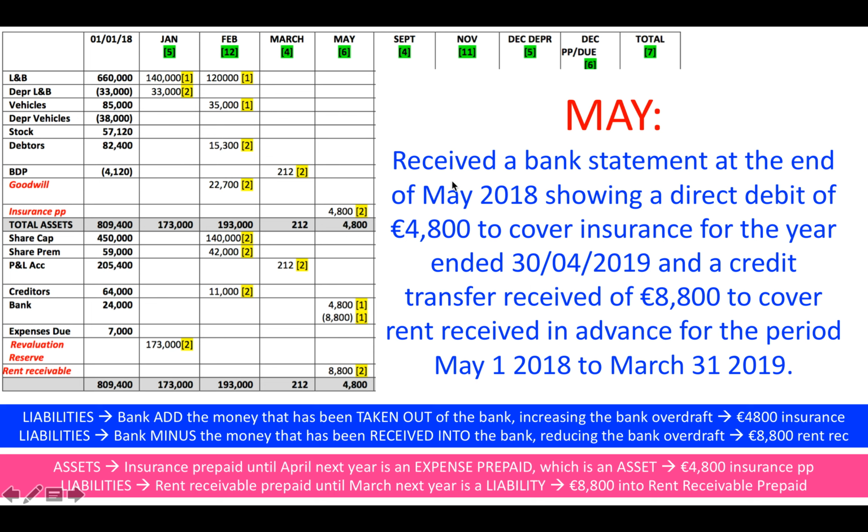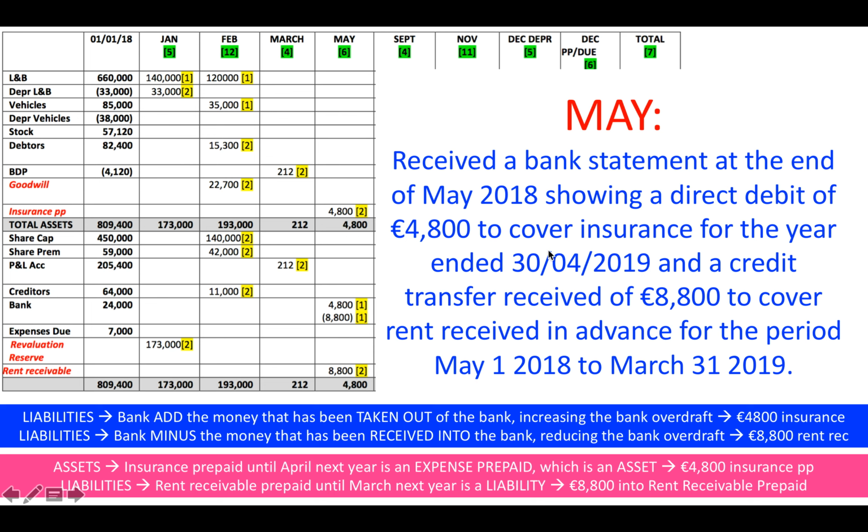Now forget about when we receive the bank statement. A bank statement will have transactions for months on it, okay? So some people get confused about that. May 2018 actually has no relevance here. We're going to look at the dates that it's telling us here. A bank statement could have transactions going months back on it, so don't concern yourself with that.